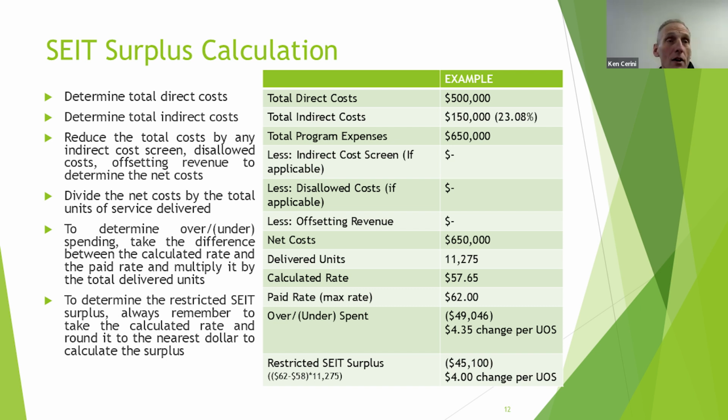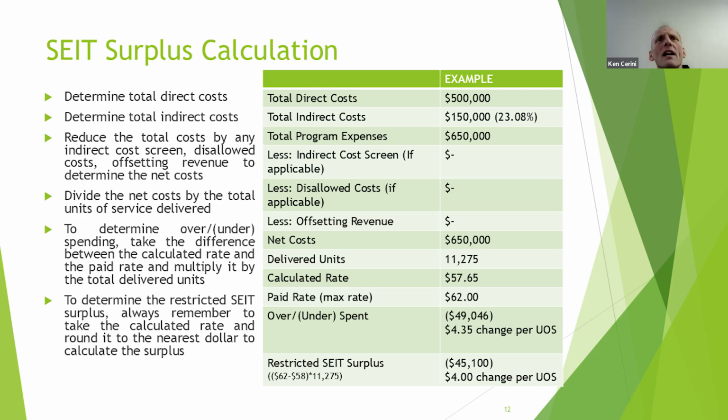Similarly, you back out your indirect cost screen if you have one. So if you're over 25%, you back that out. You back out any disallowed costs that you may have. And Kelly mentioned the disallowed costs earlier. Those are either from the reimbursable cost manual, or they're from Appendix X of the CFR claiming manual. You back out your offsetting revenue.